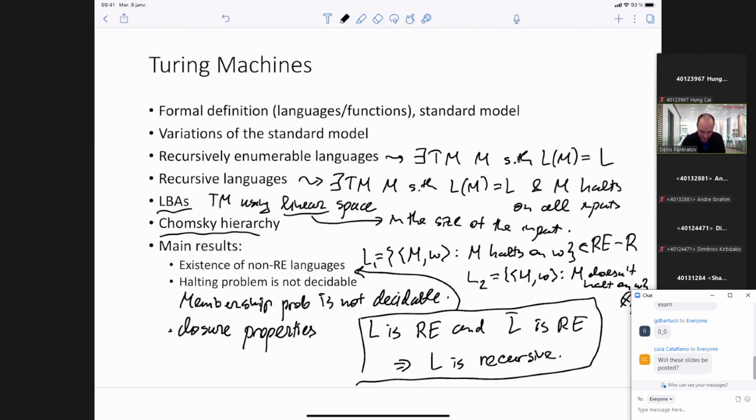Okay, and the reason that L2 is not recursively enumerable is because if it was recursively enumerable, then this would imply that L and this complement are recursively enumerable. So by this fact star, L itself would be recursive, but we know it's not.